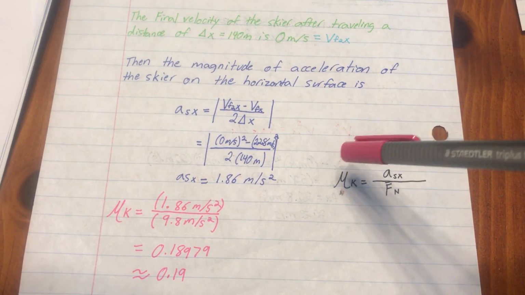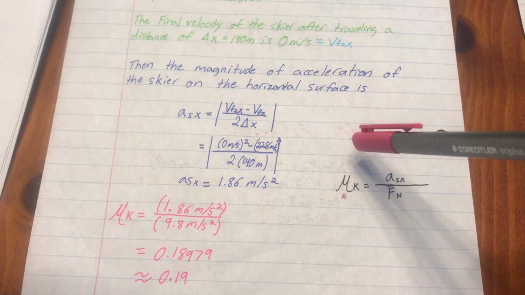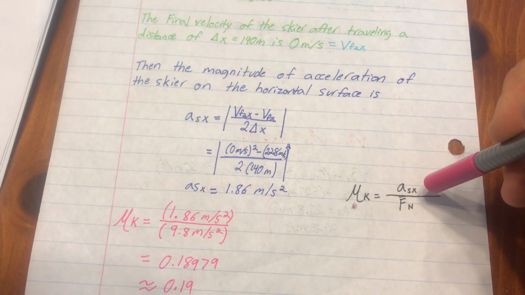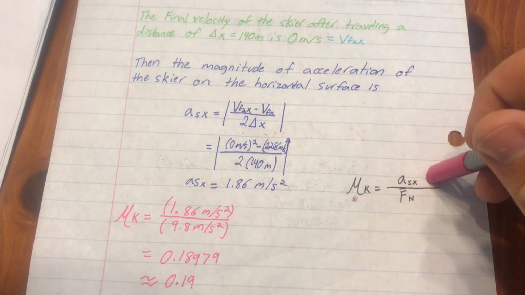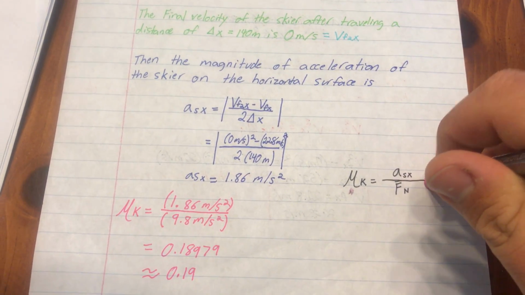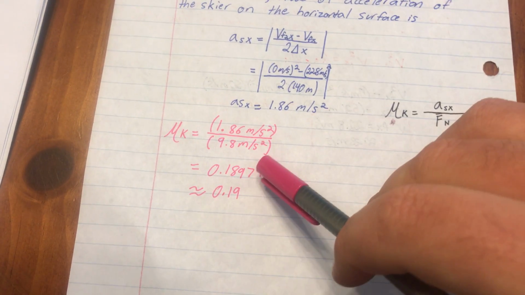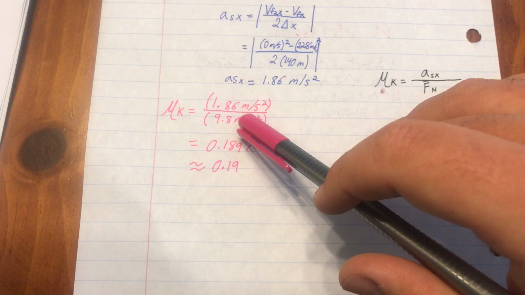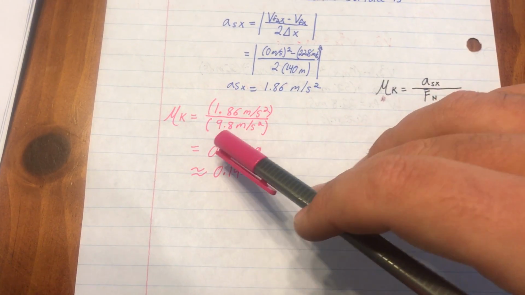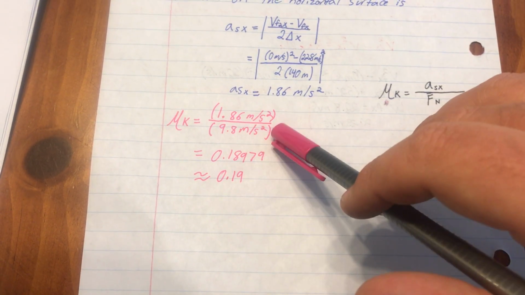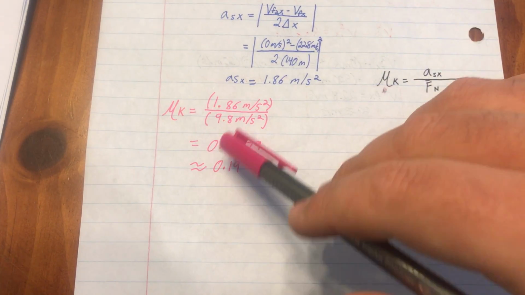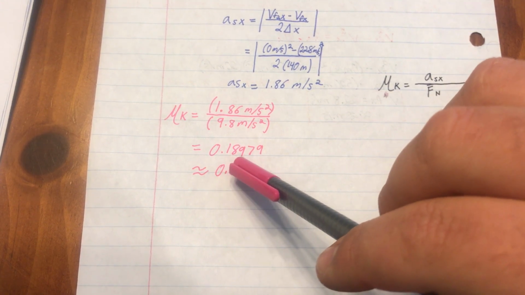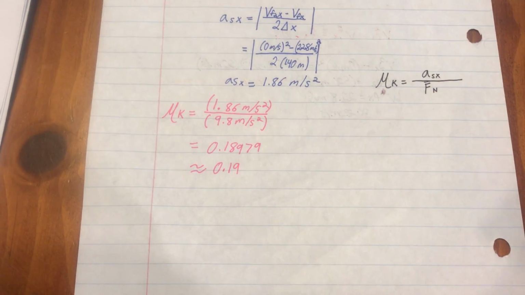So then I have this coefficient of kinetic friction formula, and I put the acceleration of the skier that I just found on top, divided by the normal force or gravity, and that gave me 1.86 meters per second squared divided by 9.8 meters per second squared, and that is 0.18979, and I rounded it to 0.19.